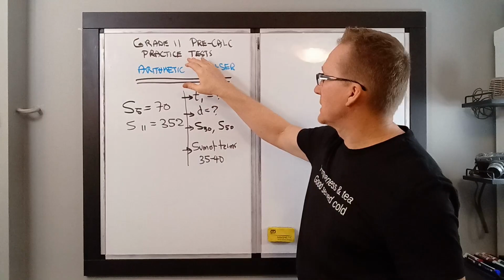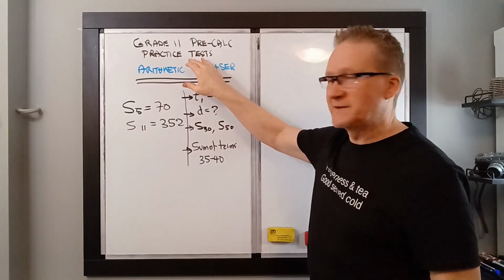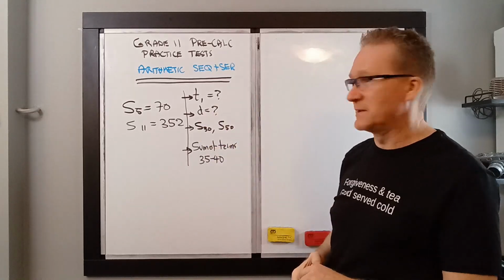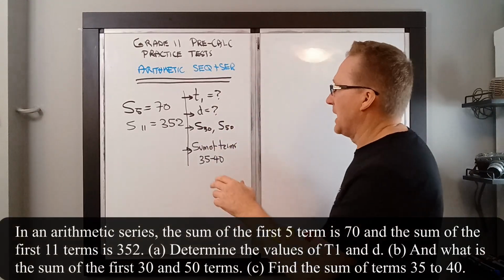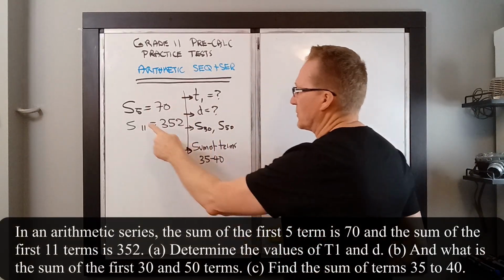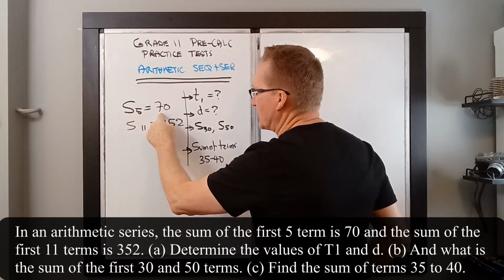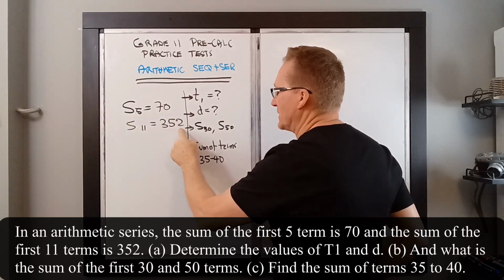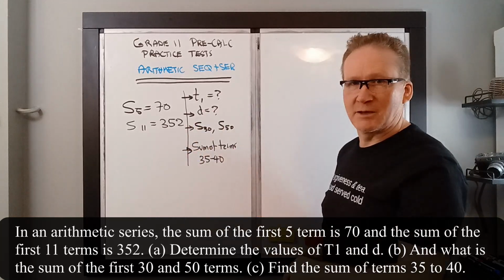We're going to be looking at your review or exam questions for arithmetic sequences and series. This is the last one in this series. I've written the question out there for you in more detail. The sum of the first 5 terms is 70. The sum of the first 11 terms is 352. And they want you to find a number of different things.